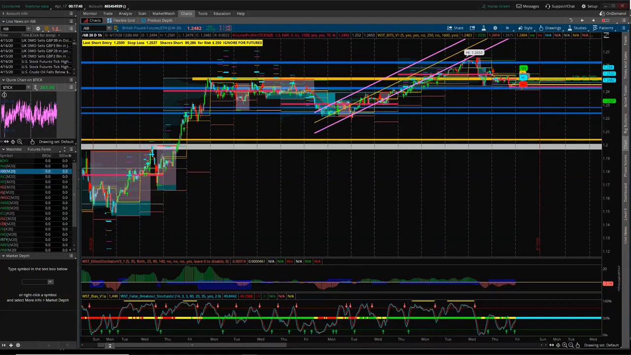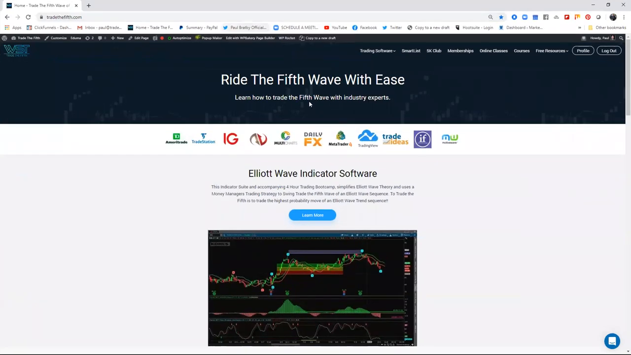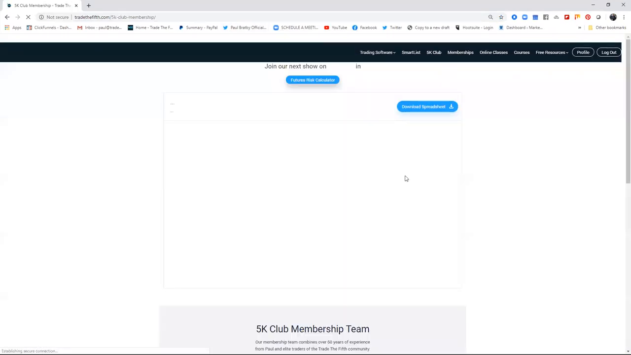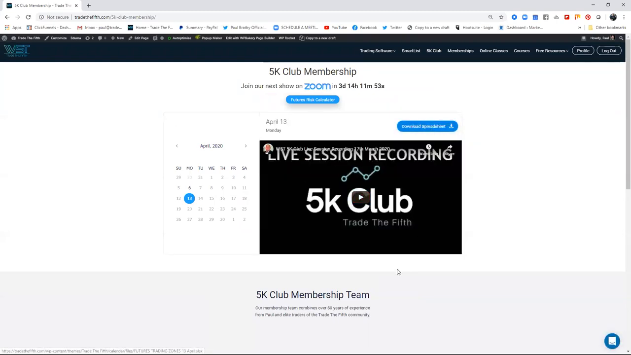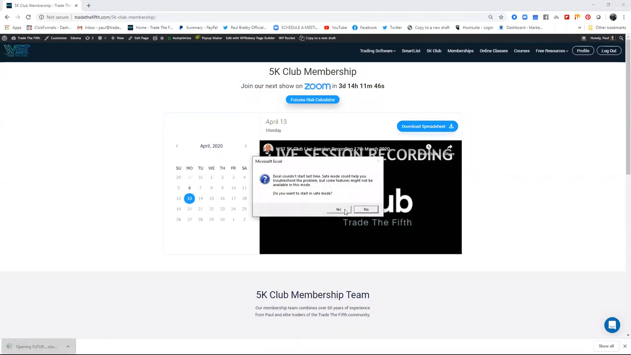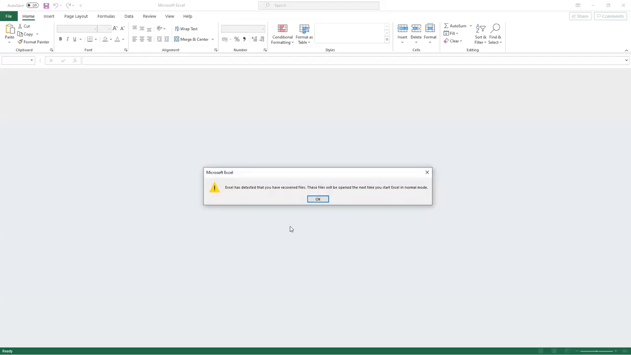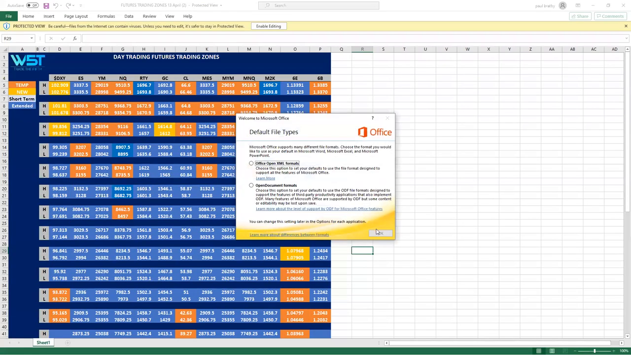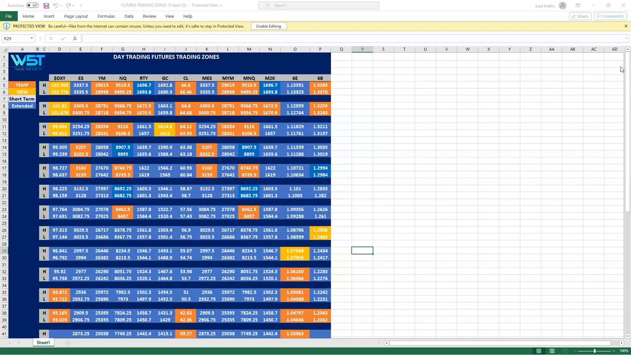When I go to the 5K club on the website, the levels are in a spreadsheet, so you can put them on anything. If I download the spreadsheet right now, it probably won't open because Excel couldn't start, so start in safe mode. These are all the levels. All you've got to do is plug them into your chart and leave them there.